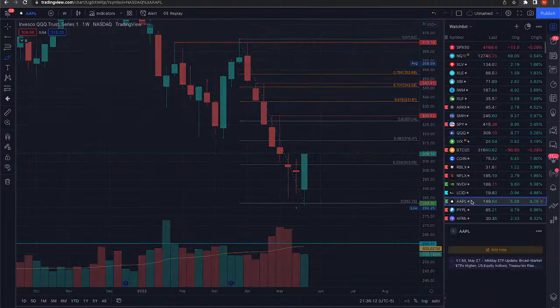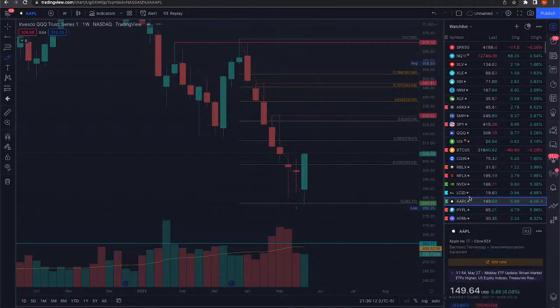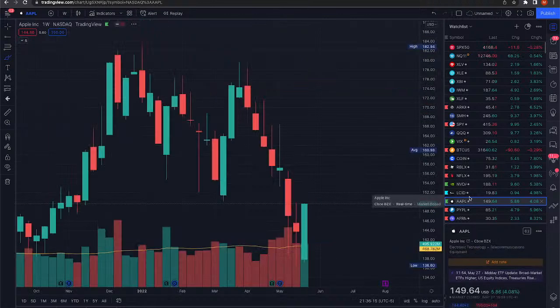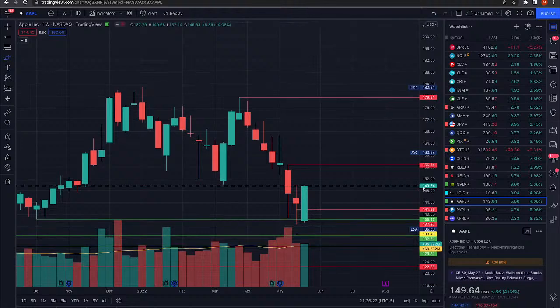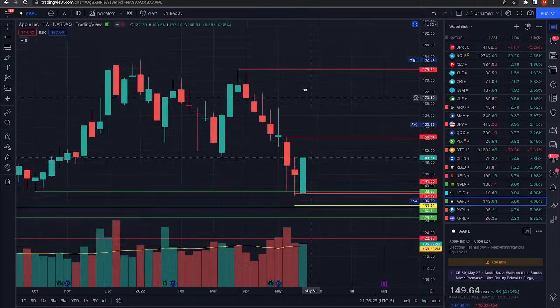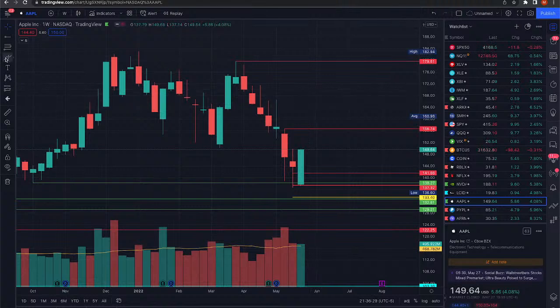Let's take a look at Apple, because Apple is like the strongest stock. Apple is probably, I don't know, recession proof in my opinion. So we're going to try to do the same thing on Apple that I just explained. I'll try to look for any good patterns like a bull flag or something like that.